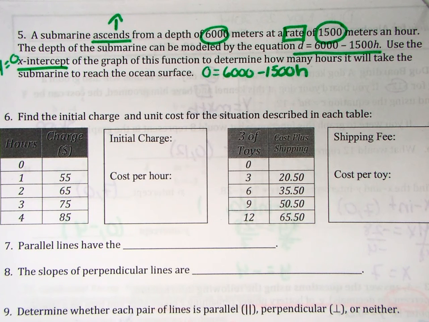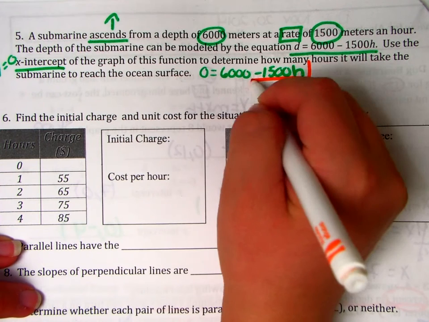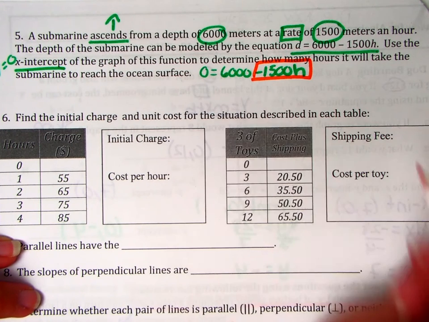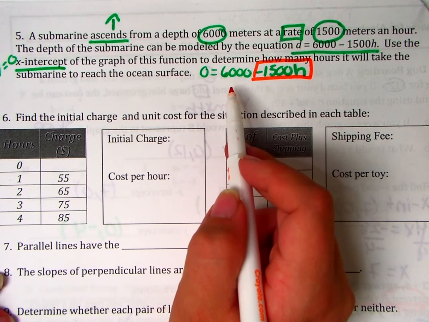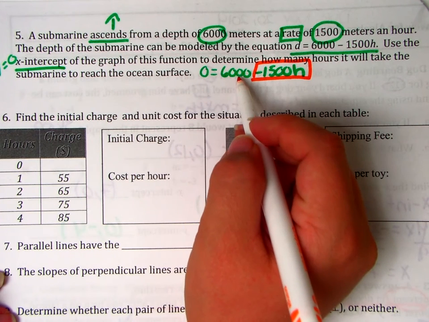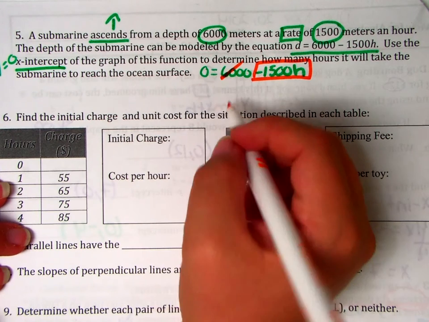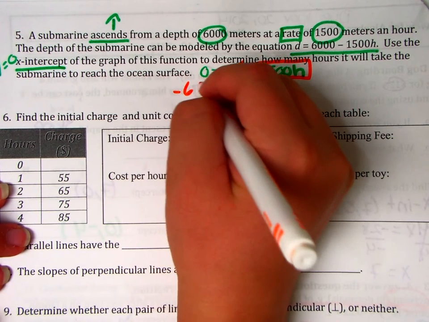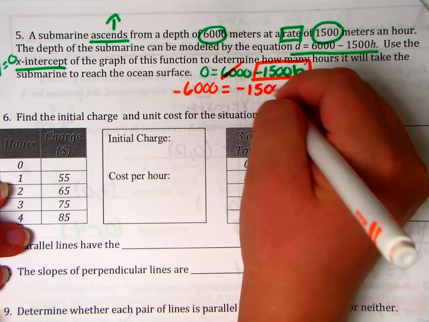We want to know how many hours this is going to take. So I'm going to box in the h and anything attached to it, including the sign. So I have a positive 6,000 I need to get rid of. So I need to subtract it on both sides. 6,000 minus 6,000 goes away. 0 minus 6,000, negative 6,000. And then everything else in my box comes straight down.